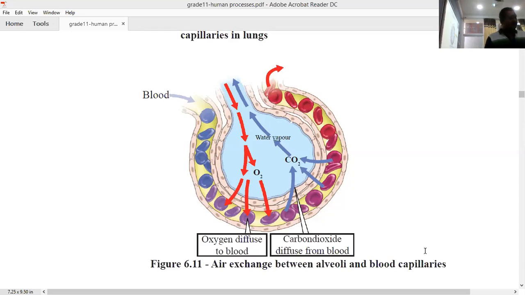Last sentence. Oxygen is diffused from alveoli to capillaries, and carbon dioxide is diffused from blood capillaries to alveoli. Right.